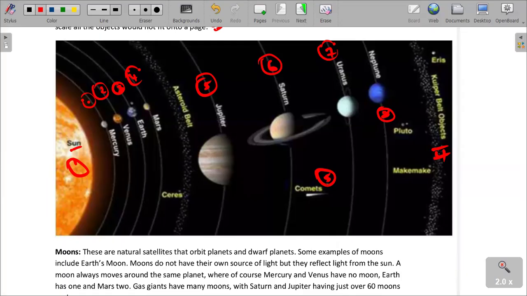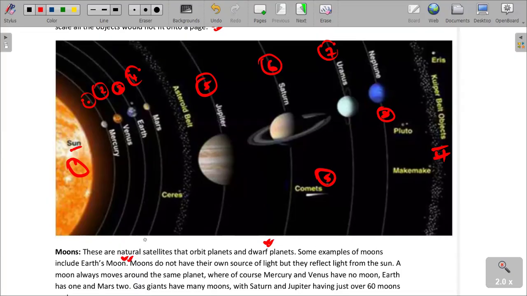So, moons. These are natural satellites. Moons are natural satellites that orbit planets and dwarf planets. The dwarf planets, we said, are other objects which cannot be classified as planets. Some examples of moons include the Earth's moon. We have the Earth's moon.